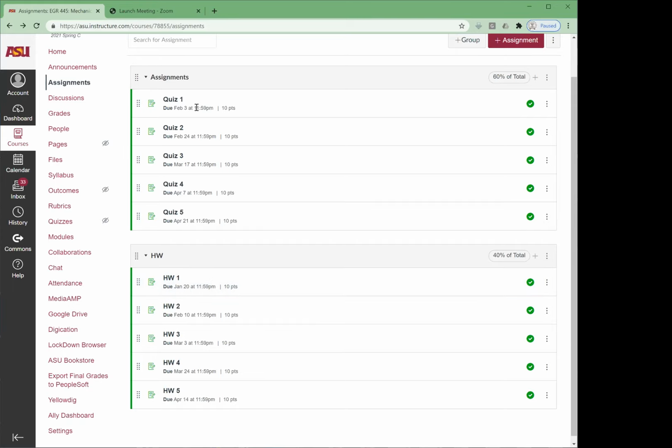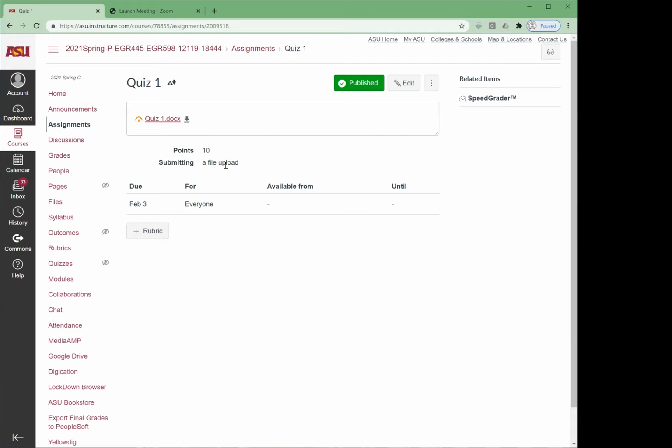So if you go to quiz here, you will see a file upload. This is where you should submit or upload. Go to assignments, and then you should be able to upload the homework and the quizzes. You should see a link. That link is not visible because this is the instructor view, but the quiz 1 upload should be available in your view.